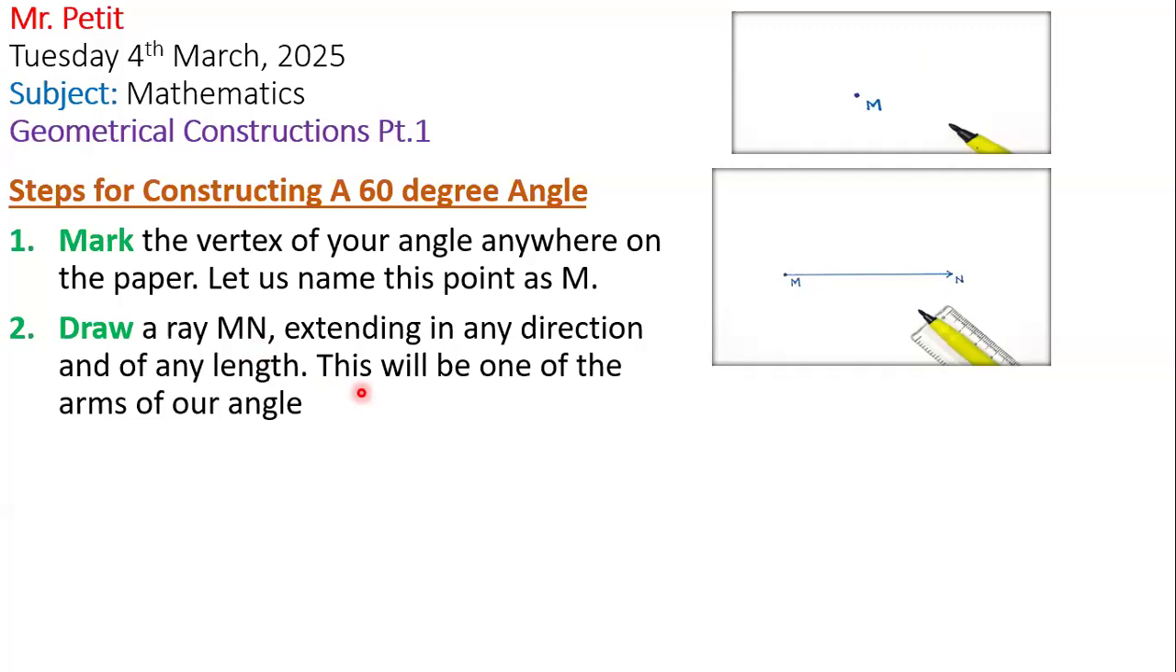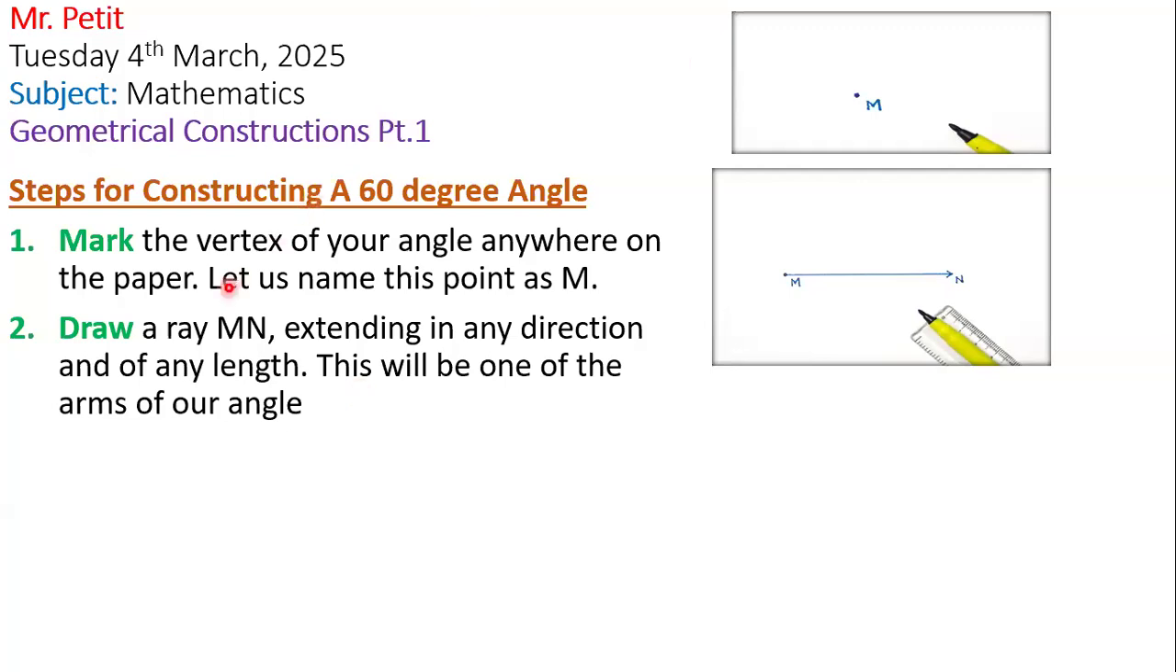Very good. So let me see if y'all are paying attention. What is the vertex of our angle? M. M, very good. What is the name of the ray? MN. MN, very good. So the first thing we do is we mark a vertex, then we draw the ray.